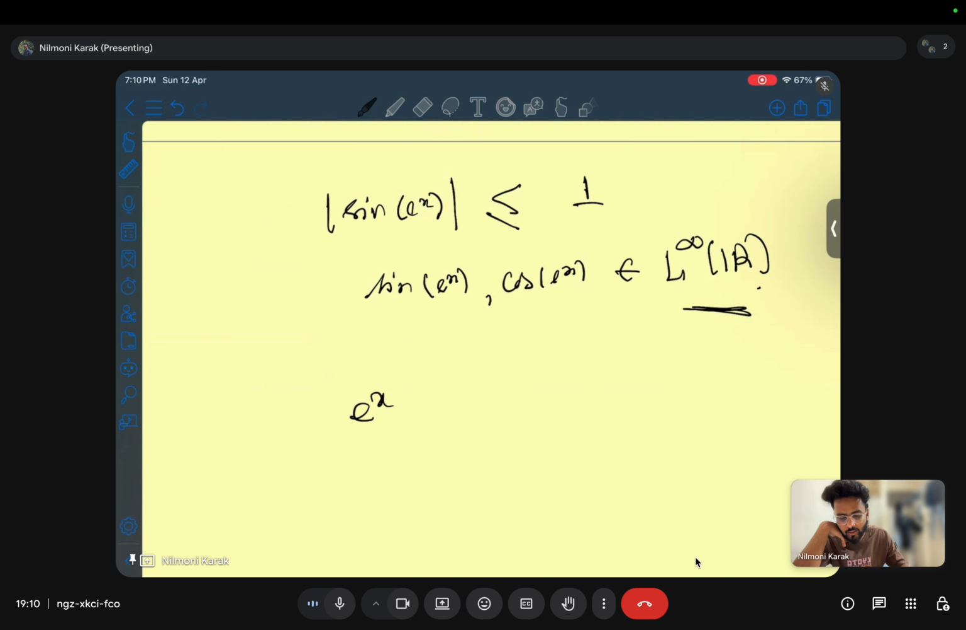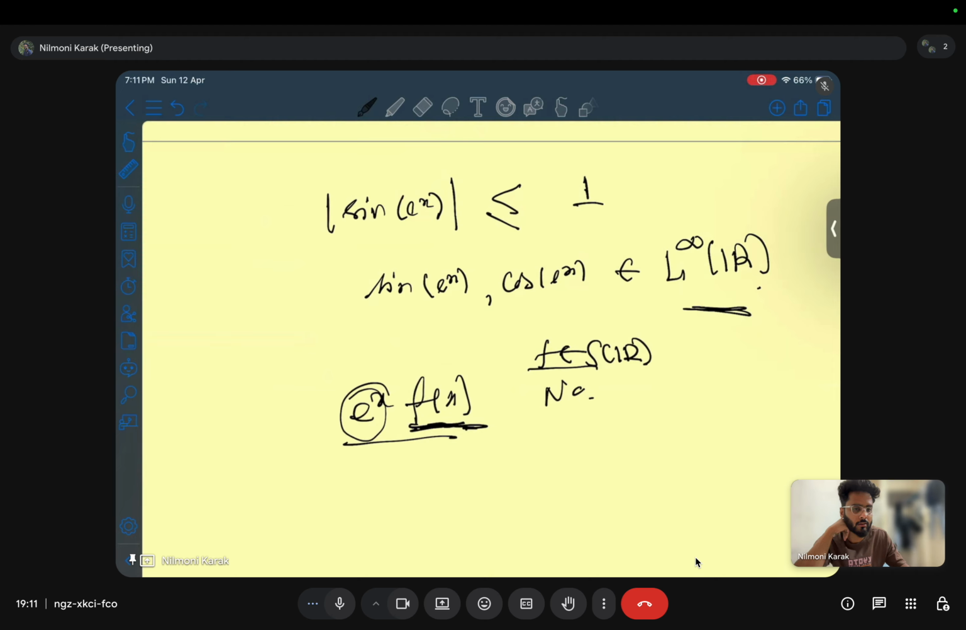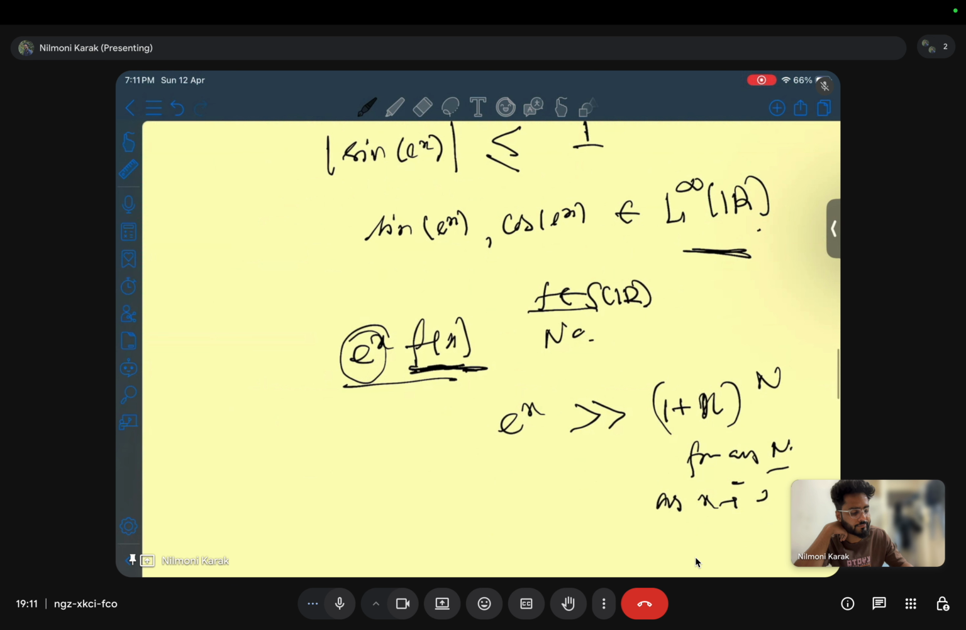But if you take e^x times f(x), where f is any Schwartz function, this is still not a tempered distribution, because you cannot bound it by a polynomial. f can be anything, no problem, but e^x is there. So the growth is always dominated by (1+x^2)^n for any n as x extends to infinity.